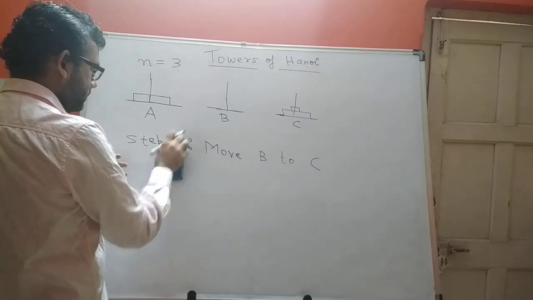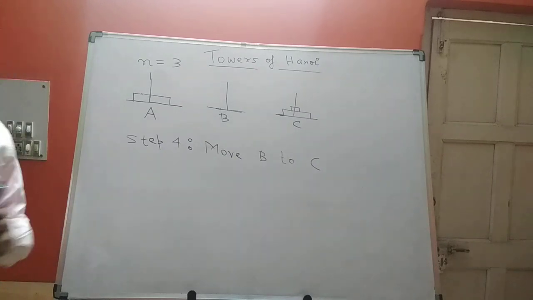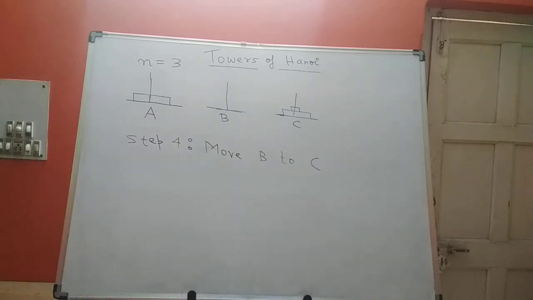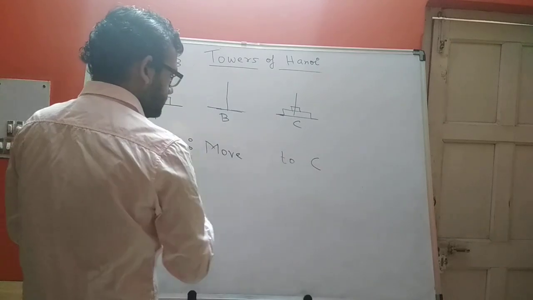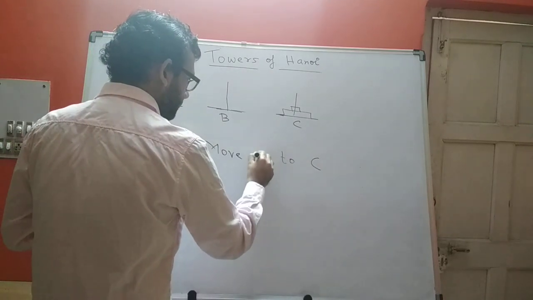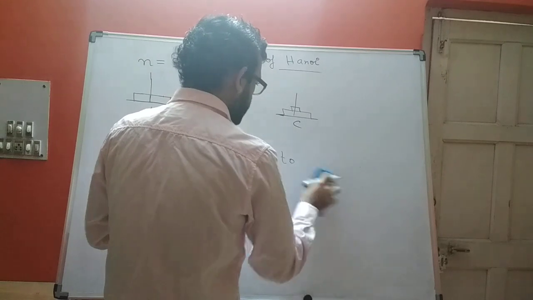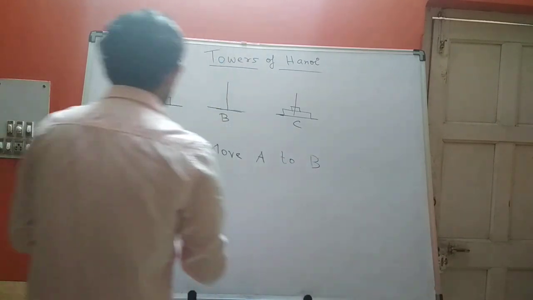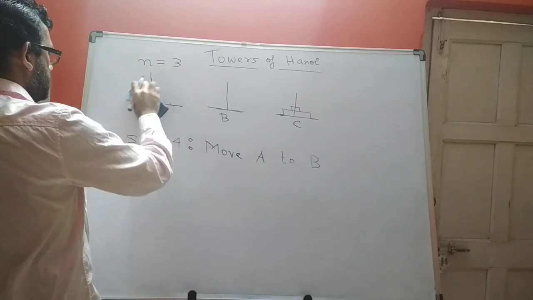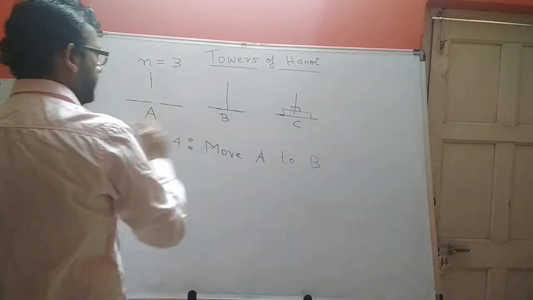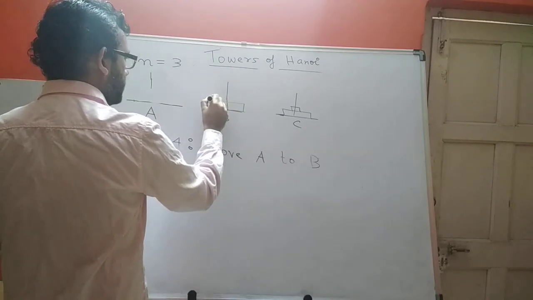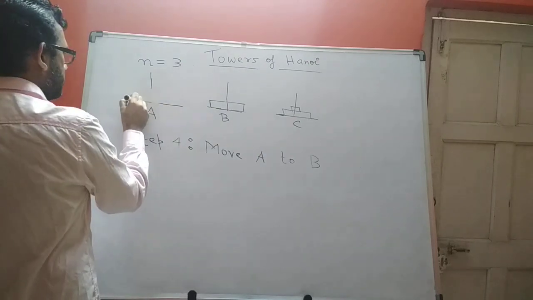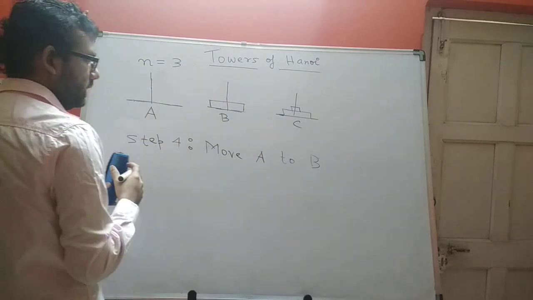So, in step 4, what I'll do is, I'll move the largest disk from peg A to peg B. This will take the largest disk on peg A and transfer it to peg B. So, my peg A now becomes empty. So, that is step 4.